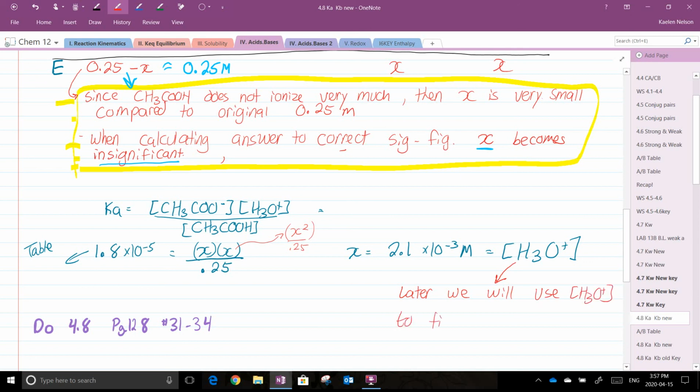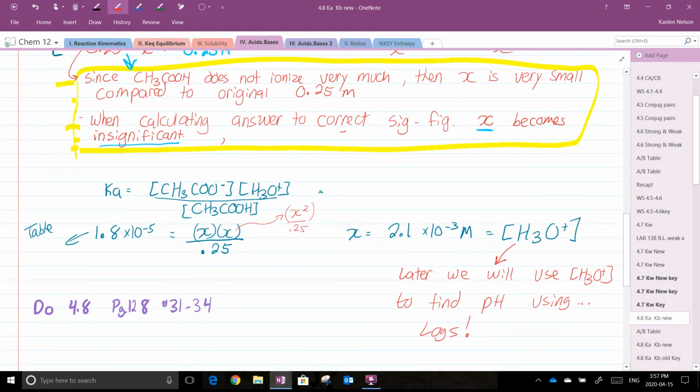To find pH using, wait for it, logs. Okay, I know that doesn't make you too happy, but it's a fairly simple log operation. Okay, we will see you next time.